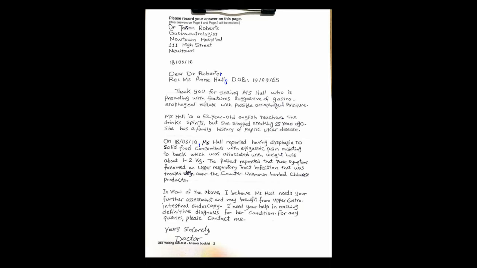Miss Hall reported having dysphagia to solid food, concomitant and epigastric pain radiating to the back. أي body part بنكتب معه the، which was associated with weight loss about 1 to 2 kilograms. Okay. A bit long sentence, but correct.